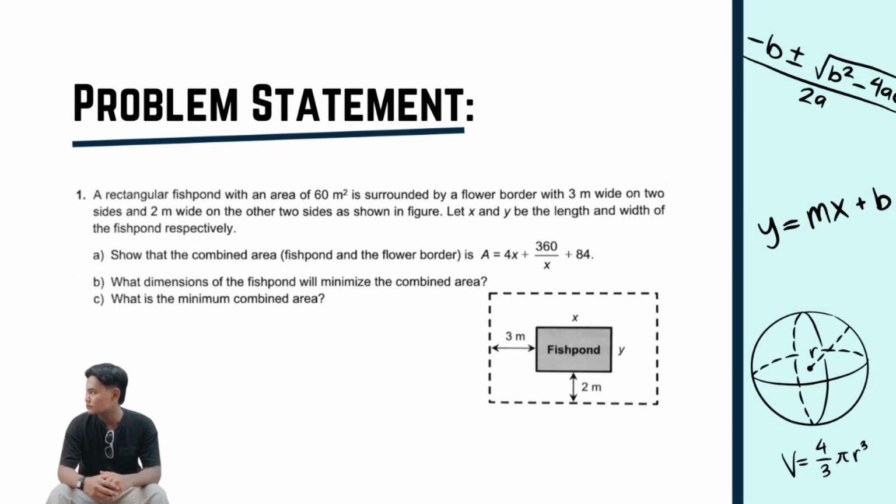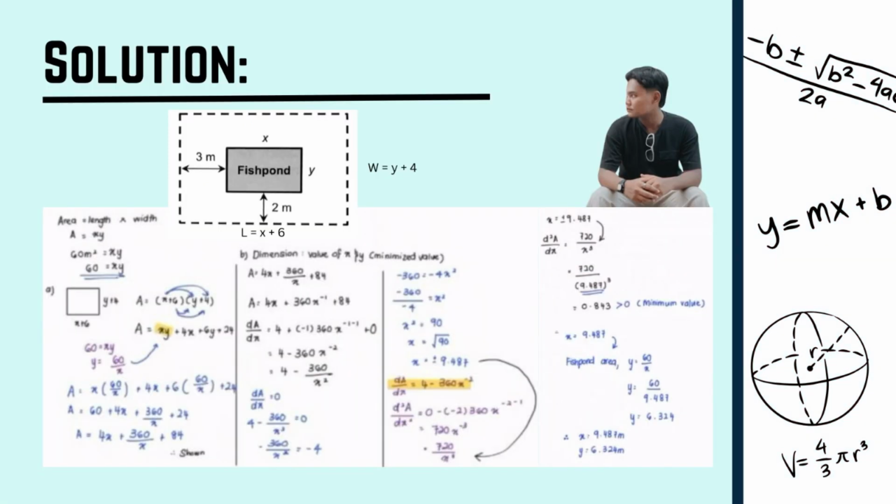A rectangle fish pond with an area of 60 meter square is surrounded by a flower border 3 meter wide on two sides and 2 meter wide on the other sides as shown in the figure above. Let x and y be the length and width of the fish pond respectively. So the question says a rectangle fish pond with an area of 60 meter square is surrounded by a flower border with 3 meter wide. So this is 3 meter wide and 2 meter.